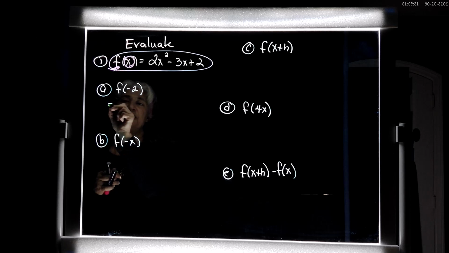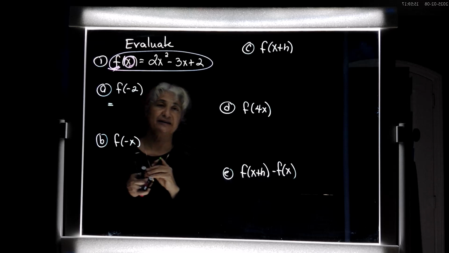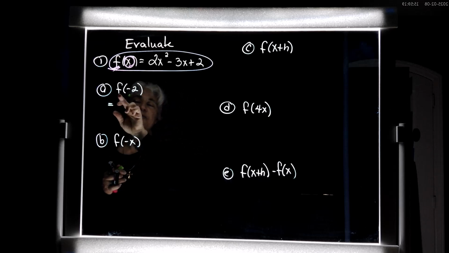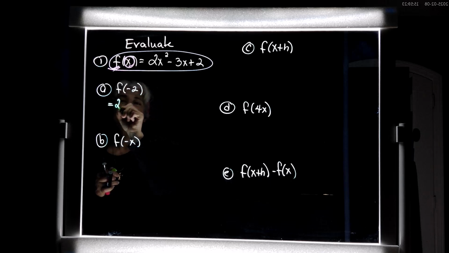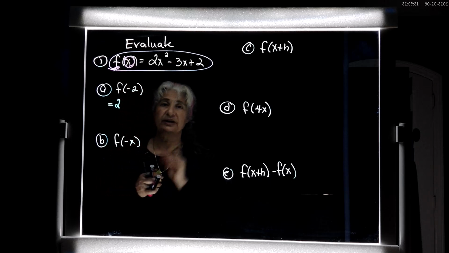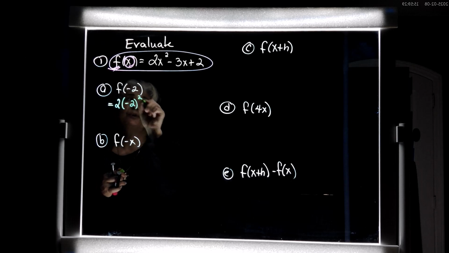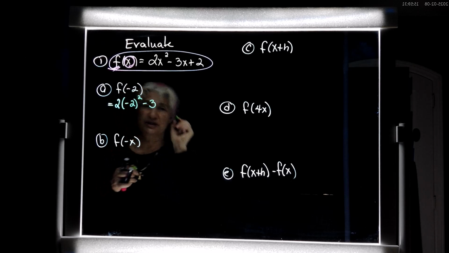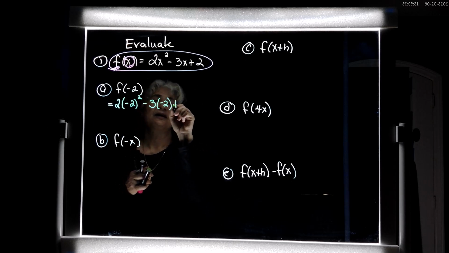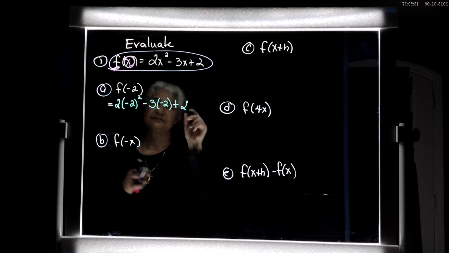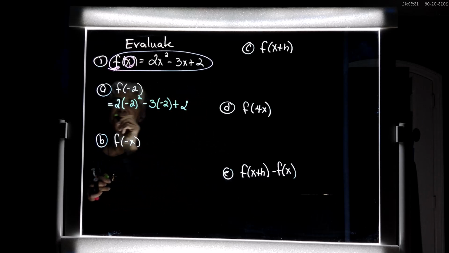And I'm going to write it down here. So negative 2 is in place of the x, isn't it? And I'm talking about the function f, so I'm looking at the right one. So instead of saying 2 times x squared, I'm going to say 2 times negative 2 squared minus 3 times negative 2, because it's taking the place of x, plus 2. Good? All right, because there's no x there.